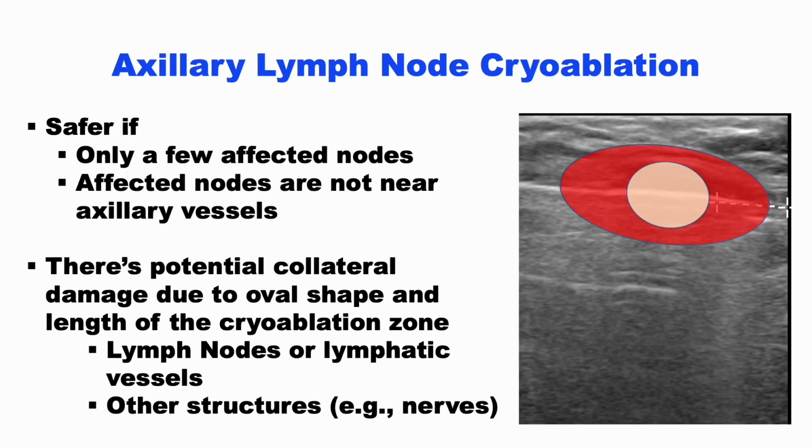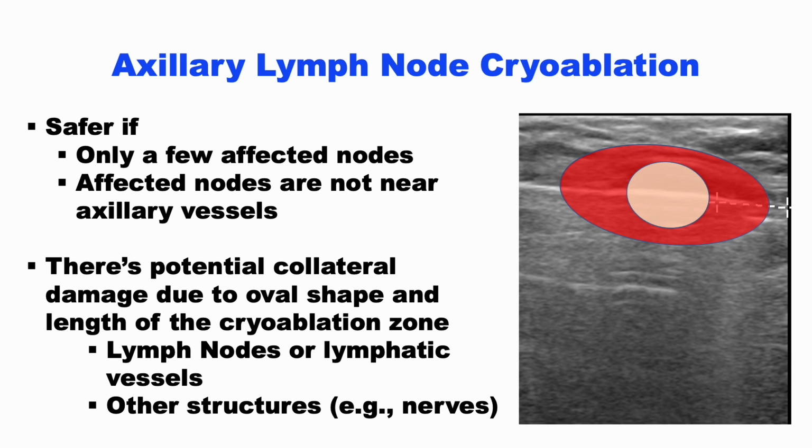Although lymph node cryoablation can be performed, it's safer if only one or two lymph nodes are affected. But just as with surgery, there is a higher chance of microscopic cancer cells in neighboring lymph nodes if cryoablation is performed, and there needs to be a plan for addressing those additional nodes. Radiation generally is the best plan in terms of effectiveness and safety.